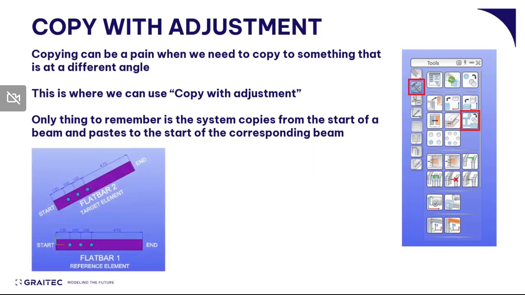So for example, you've got a picture there, you've got the reference element, the flat bar at the bottom. So they're copying the holes, and they're going to be 130 from the start end of the beam. So when you pick the destination beam, the target element, again, if the start was at the other end at the top, then the holes would have been placed 130 from the top. So it's important to know which end is the start. It will make a difference on some of your copies.